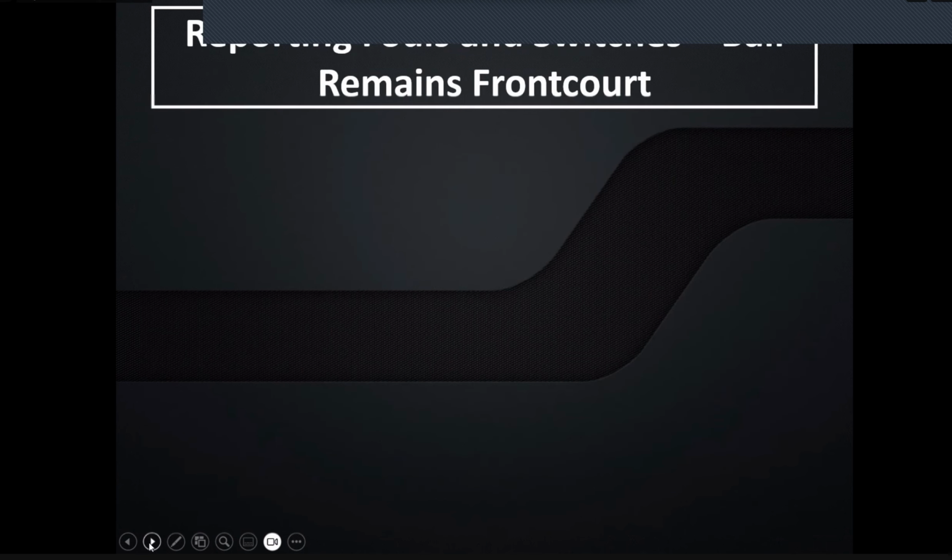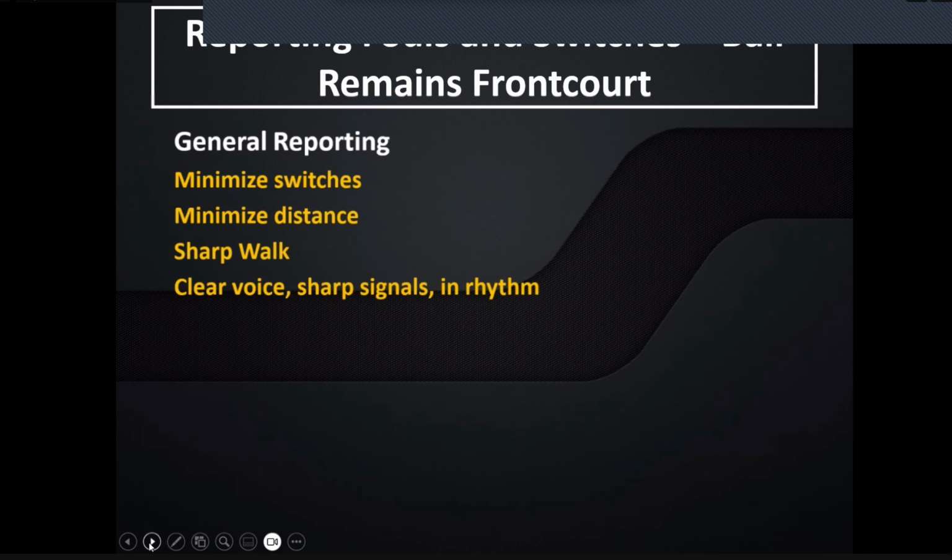Reporting fouls. So, general reporting. We're looking to minimize switches if possible in three-person, and I'm going to get to that in a second. We're looking to minimize the distance. So those of us who still in two-person go all the way to the table to report, we don't need to do that. Our normal reporting is we should be clearing the pack or most players with an open view line to the table and making a report. We should have a sharp walk.